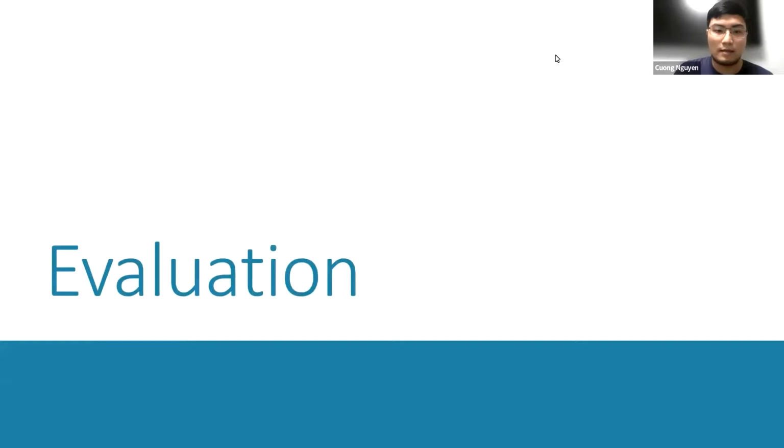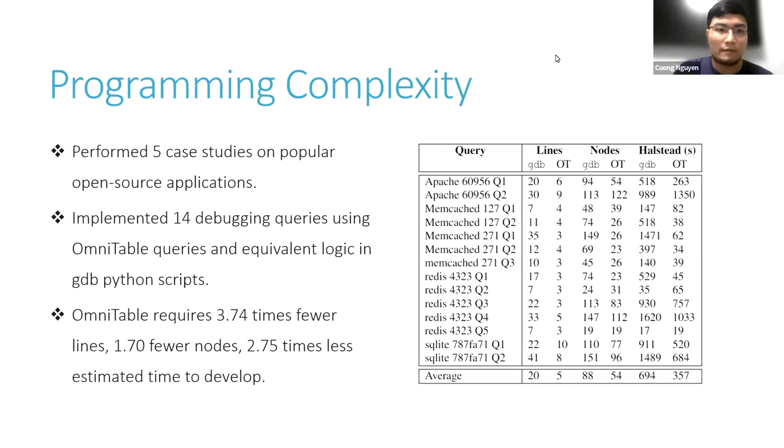Next, let's look at the evaluation of the query model and SteamDrill. The first experiment that the authors performed was to measure the programming complexity of the OmniTable query model versus GDB. They performed 5 case studies on popular open source applications like Memcached, Redis, and SQLite. They implemented 14 debugging queries using OmniTable queries and equivalent Python scripts for GDB.